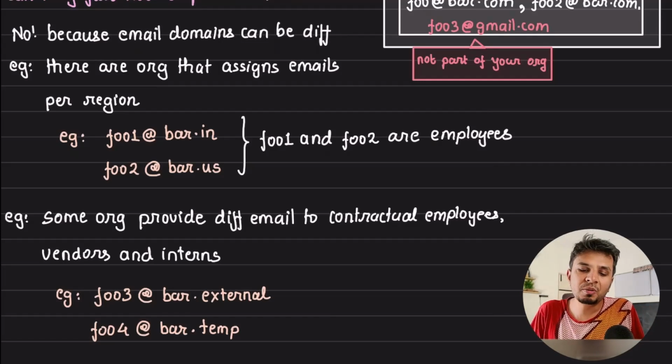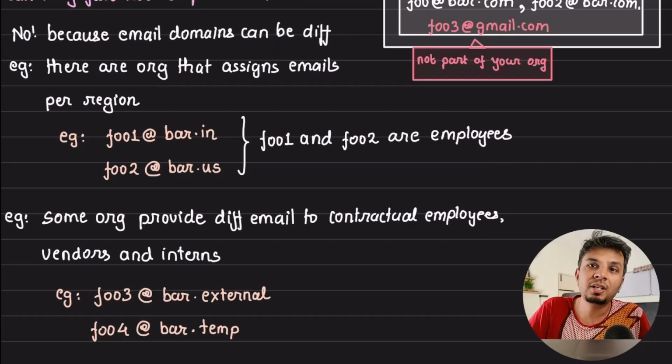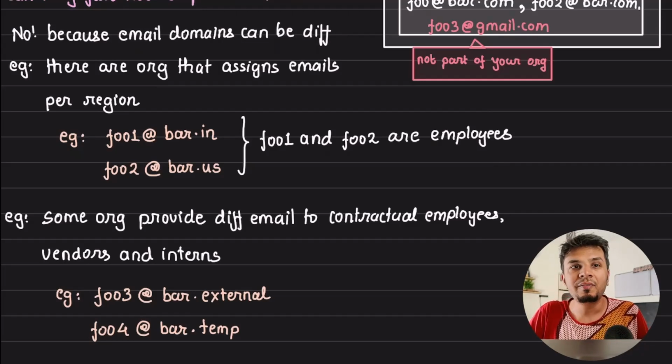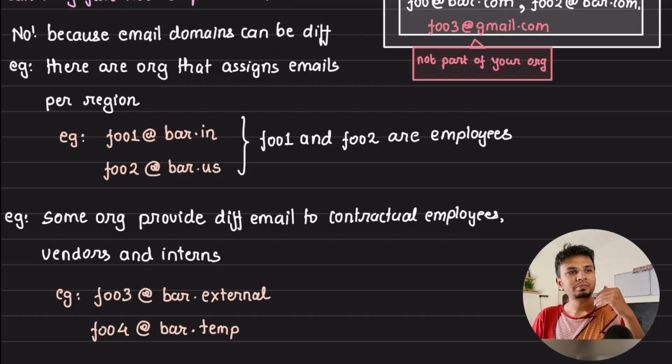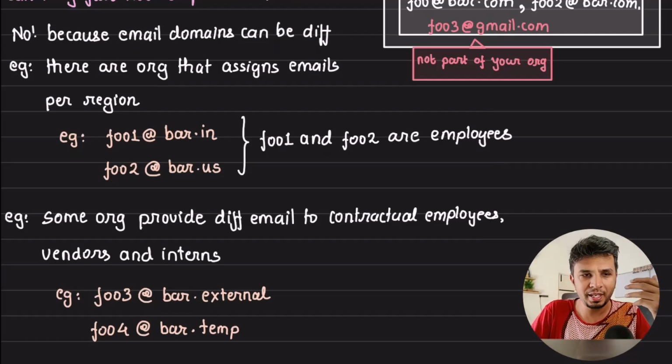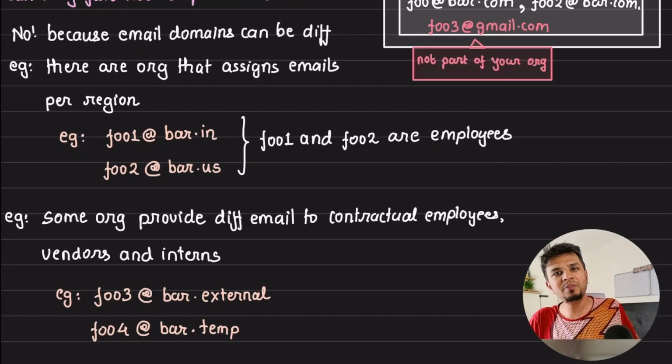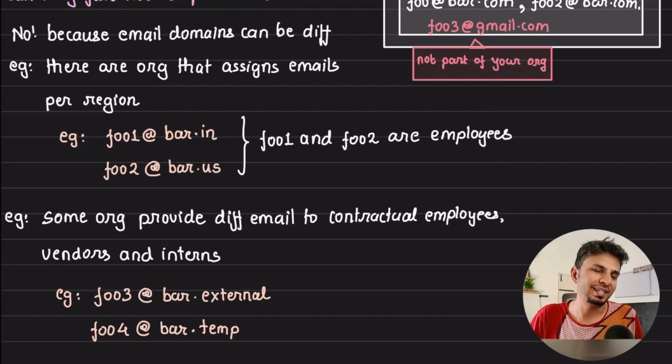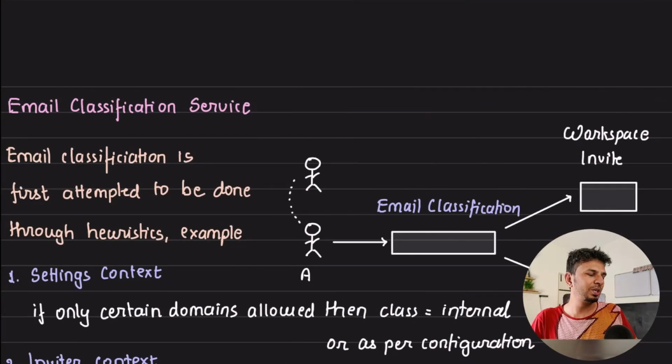Second is, an organization might also want to classify their interns, their contractual employees, their vendors with different email domains so that they could restrict access to other sets of their internal tools, private infrastructure and whatnot. So now here we see that this is not as simple as we thought, right? Given this, we would want to make the onboarding process as simple as possible, which is why we would need an email classification service, right? So how do we go about it?